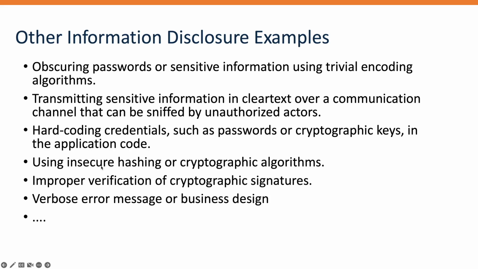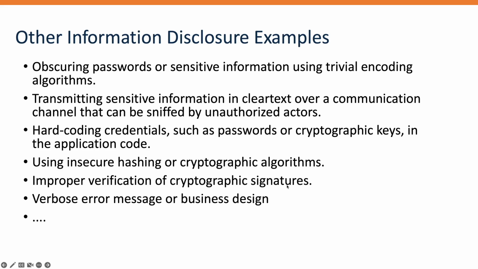Another example is using insecure hashing or cryptographic algorithms. So we saw implementation flaws in hashing functions, like not using a salt, but you could also use a hashing function that is known to be insecure and therefore has been deprecated, like MD5. Those hashing functions are known to have collisions and so should no longer be used in order to store passwords. You should use a cryptographically secure algorithm to store passwords.